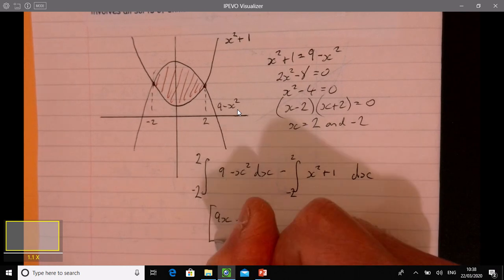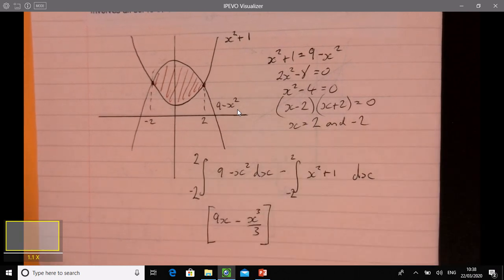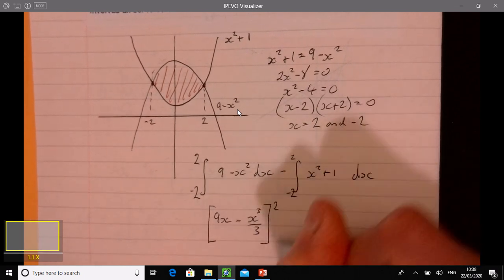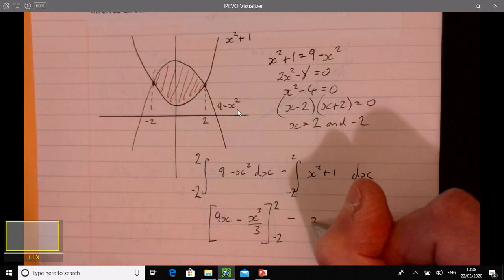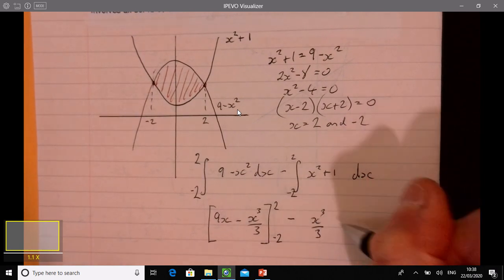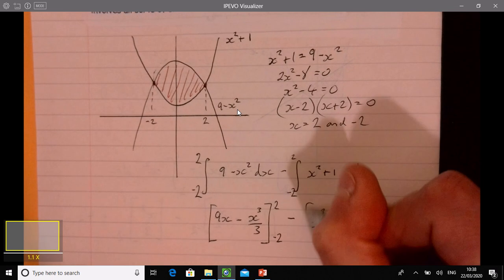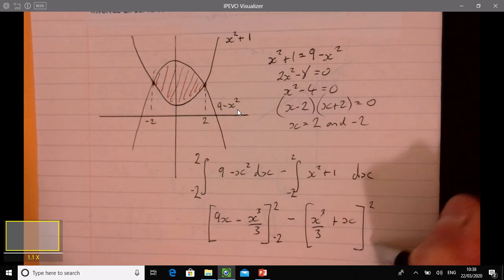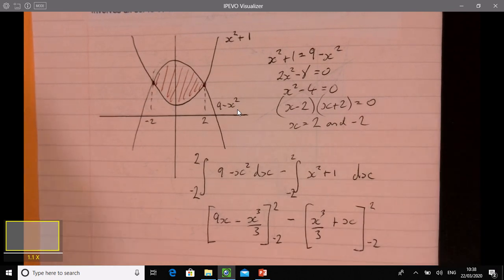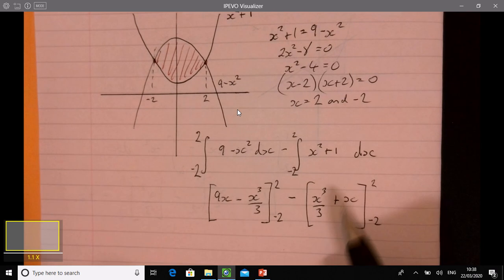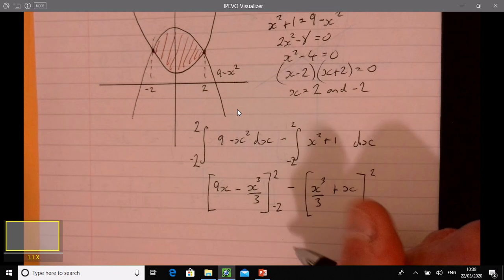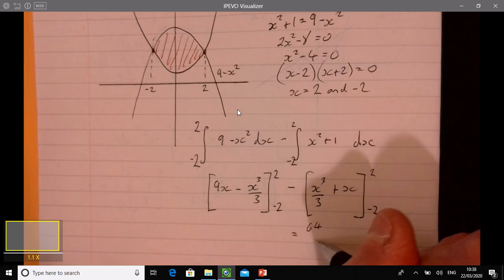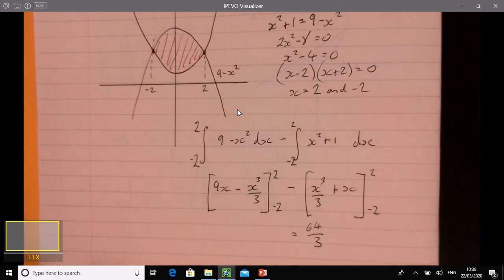There we go. Okay, now this stage here, let's write it like this. There we go. And then we're going to take away, what do we got? We got x cubed over 3 plus x, and again, that's between 2 and minus 2. Okay, again, just go through this process. Make sure that you can actually do this. The answer does actually turn out to be equal to 64 over 3.